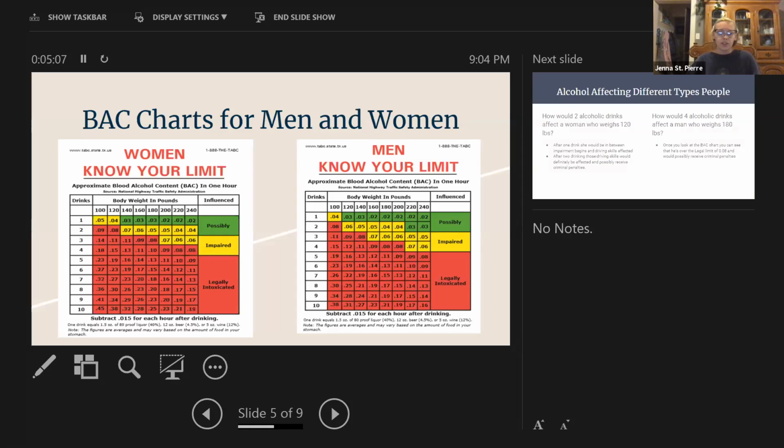Looking at this chart, we see that her BAC at 1 drink is 0.04. At 2 drinks, it's at 0.08. So that is the legal intoxication for a BAC in Tennessee, and she is legally intoxicated. If she were to space them out by an hour and we were to do the math, she would still subtract 0.015%.